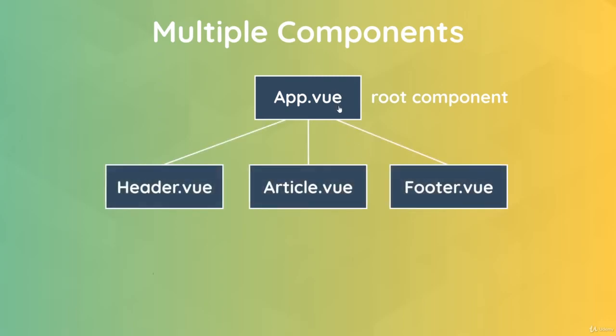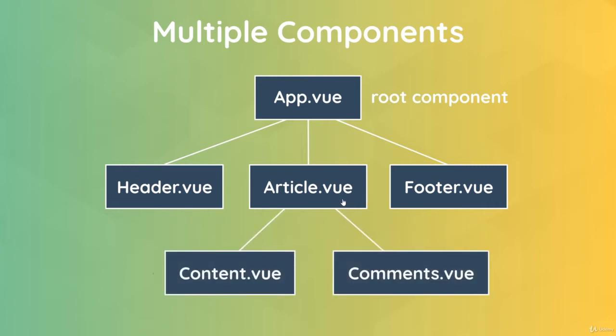Ultimately, all other components we make will be nested inside this root component. So, for example, we might have a header component, an article component, and a footer component. All of these three components represent a different part of the web page, and they are all nested individually in the root component. Now, inside those components, you might also have other components nested. For example, inside the article component, you might have a content component and a comments component as well. So this is how we structure our Vue applications.